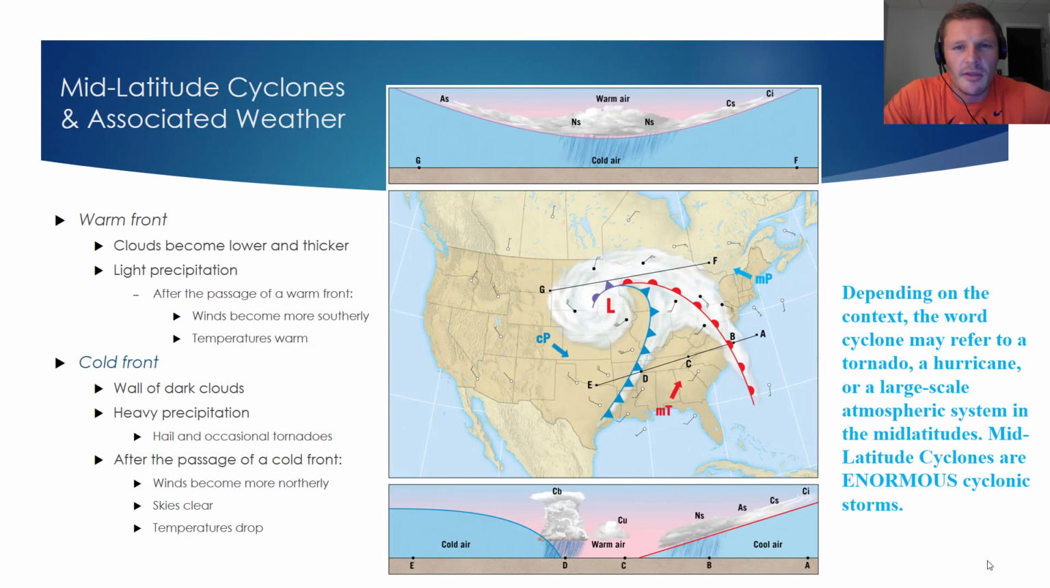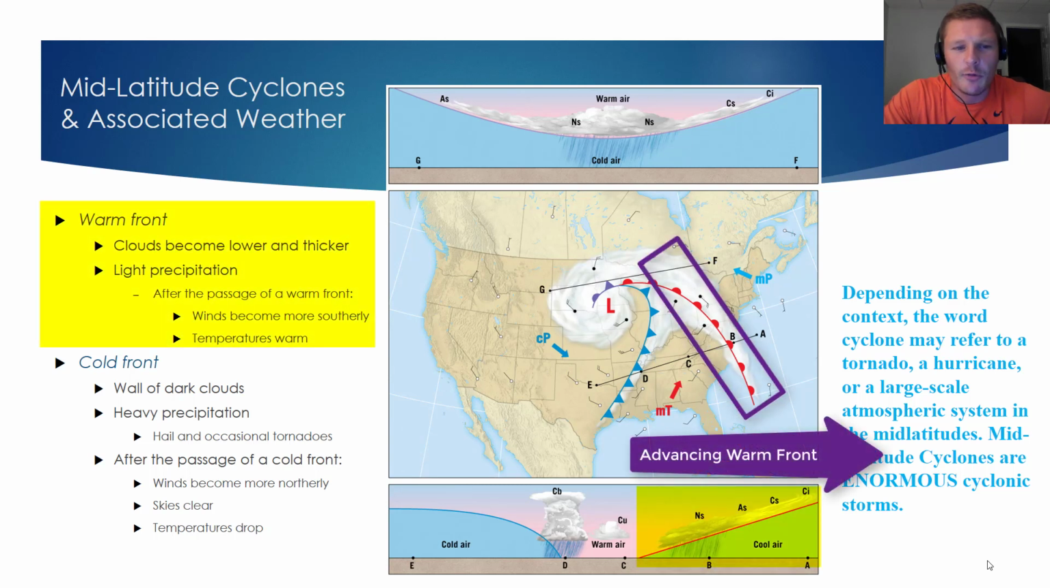This slide kind of builds on some of the things I just talked about on the previous slide. With that advancing warm front, the clouds will become lower and thicker, and you may see some light precipitation. After the passage of the warm front, the winds will become more southerly, and the temperatures will warm because warm air has overtaken the area.